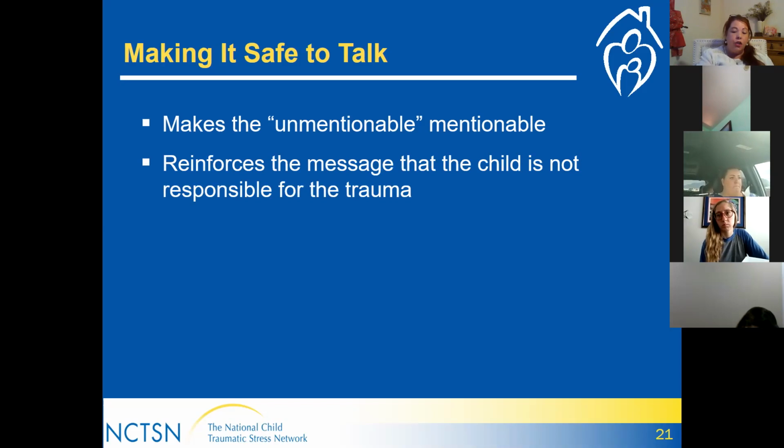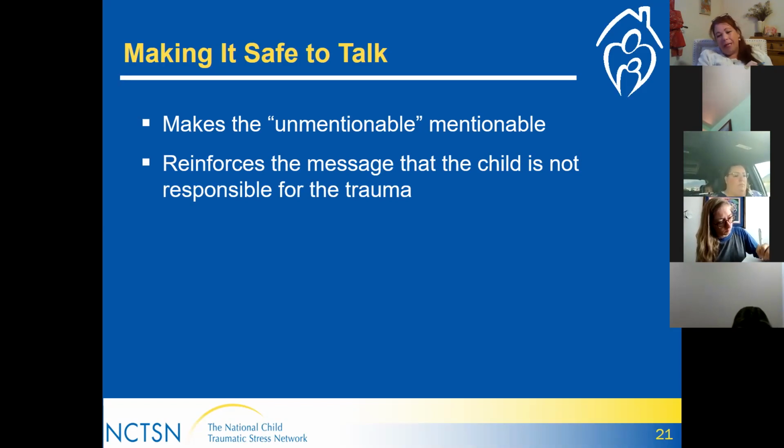Reinforce the message that the child is not responsible for the trauma. So important. That's one of the things I constantly say to the children that are in my care from foster care, is that this is not your fault. There's nothing that you did as a child that caused any of this. And again, that's after validating their feelings, but it's really important that we recognize that they didn't cause all this trauma to take place.